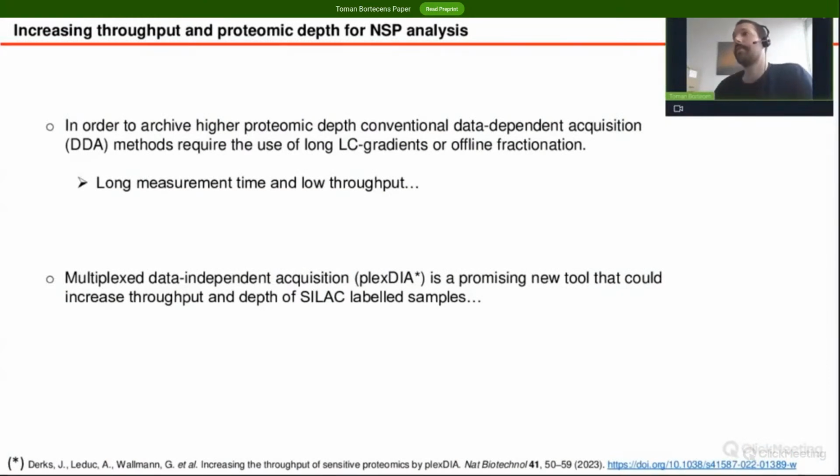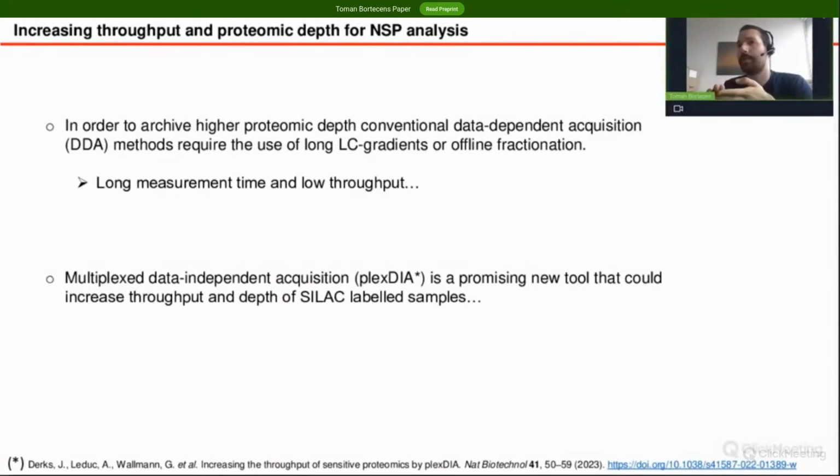Great. So now coming to the final part, where, as I alluded to, we also wanted to do some optimizations on the acquisition side. We had this problem that if we are capable of producing so many samples through the semi-automated sample prep, we will, of course, in the end have the bottleneck of LC-MS measurement time. And using the conventional data-dependent acquisition scheme, which is usually used for these SILAC multiplex samples, this would require offline fractionation or very long gradients, which would lead to problems in the end because of long measurement times.